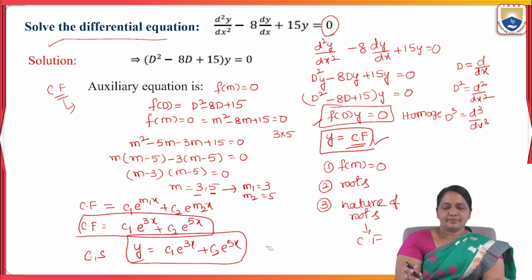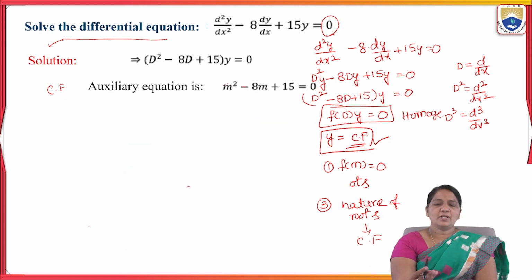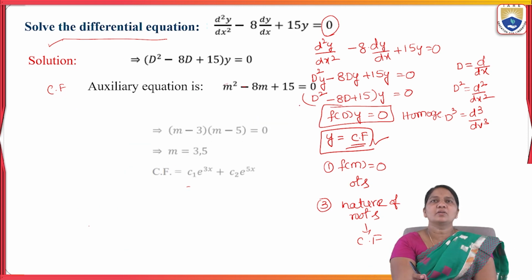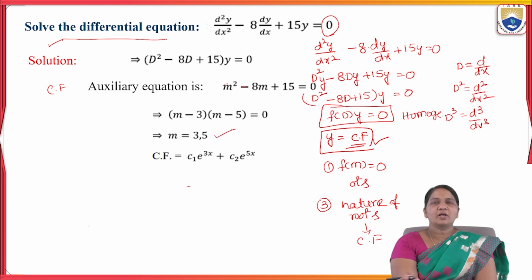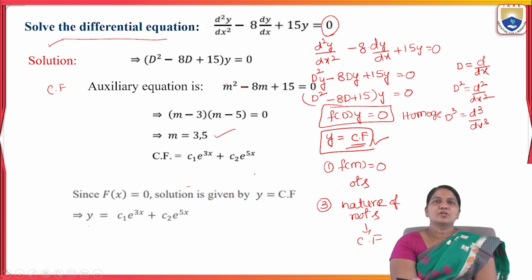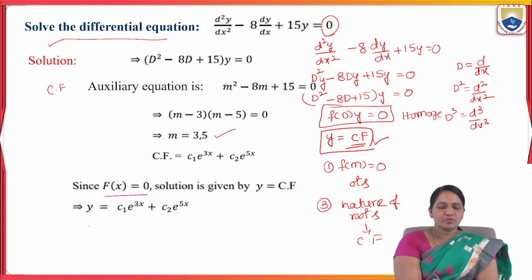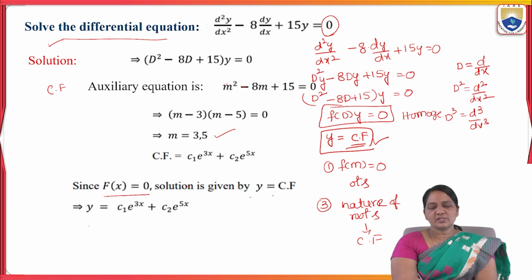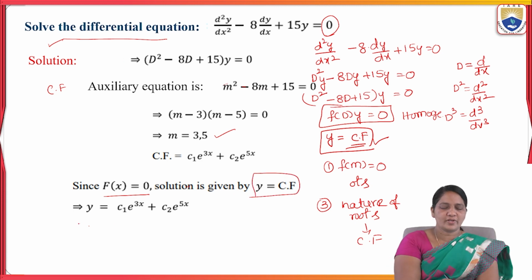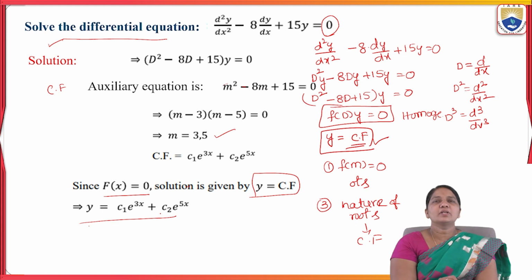Is it clear? Same thing we can observe here. M square minus 8m plus 15 equal to 0. From this, we calculate the roots 3 comma 5. Based on these roots, what is the complementary function? C1 e power 3x plus C2 e power 5x. So finally, this is the homogeneous equation, and the homogeneous equation solution is only the complementary function. So finally, y equal to C1 e power 3x plus C2 e power 5x.